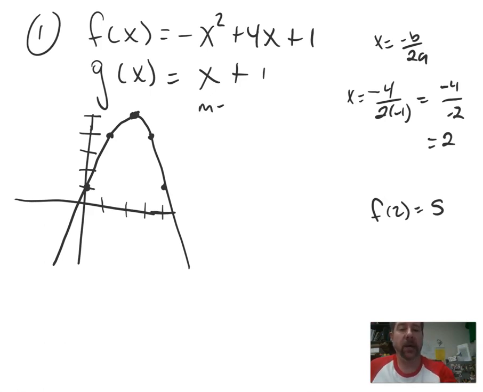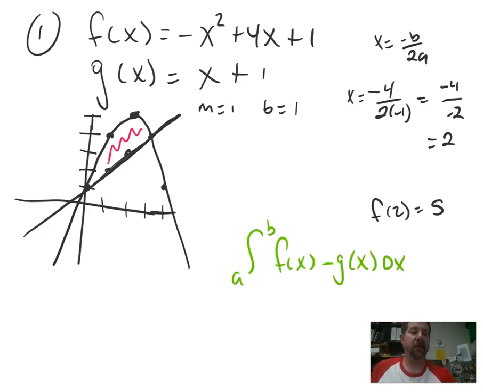This has a slope of 1 and a y-intercept of 1. So this is going to look something like that. And so we are going to try to find the area between these two curves right there. That's what we're looking for.